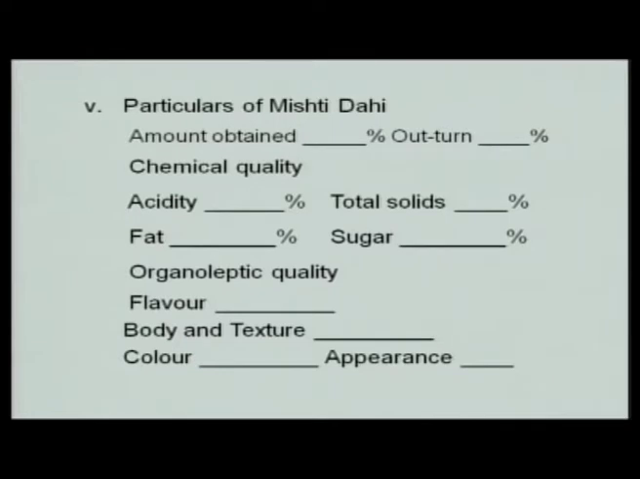Now, just the same as dahi, here also we will note the particulars of Mishti dahi: amount obtained, outturn percentage, the chemical quality such as acidity percentage, total solids, fat, sugar, then the organoleptic quality: flavor, body and texture, color and appearance. So, this is about the production chart of the Mishti dahi.